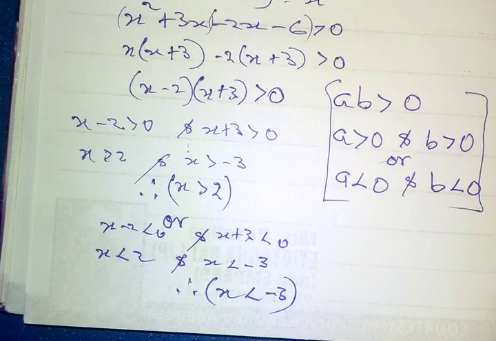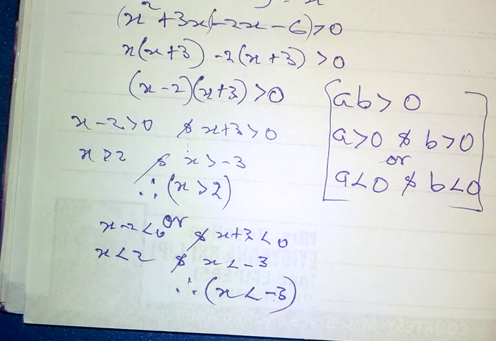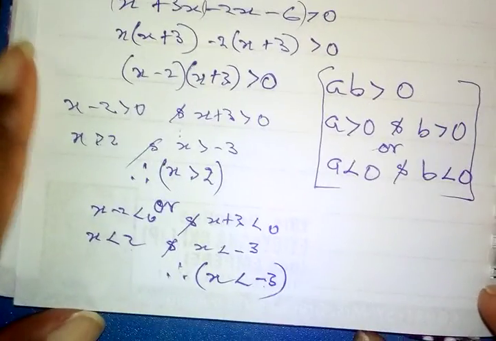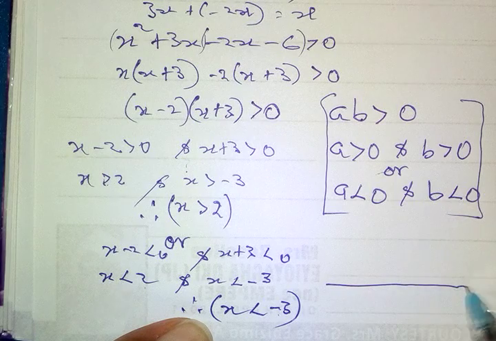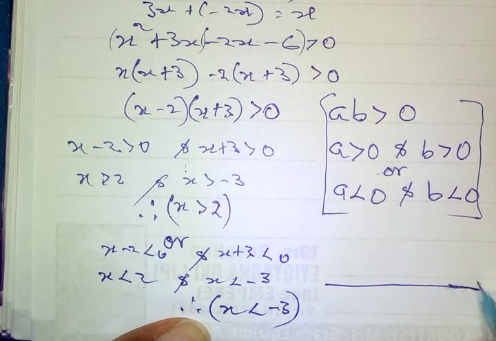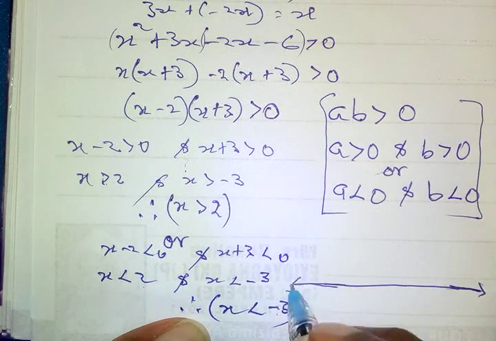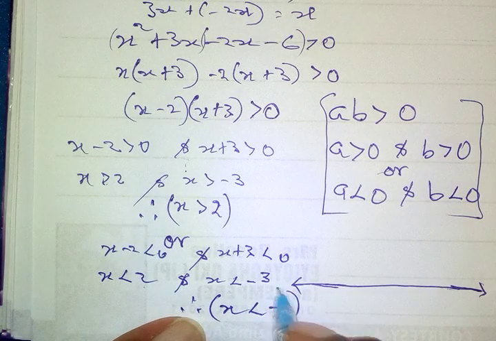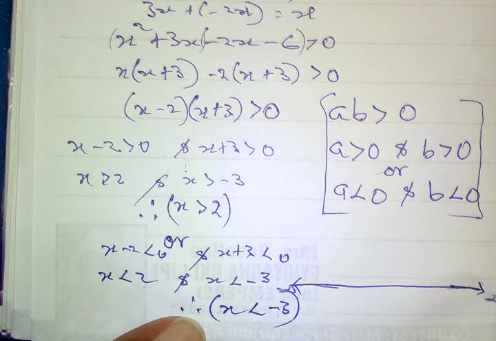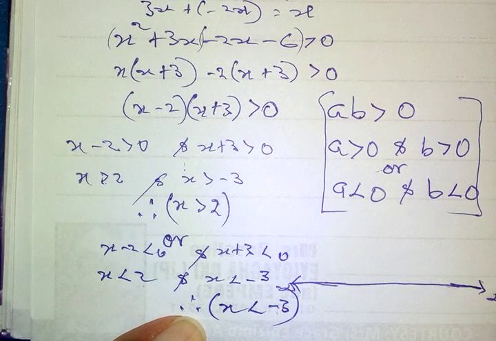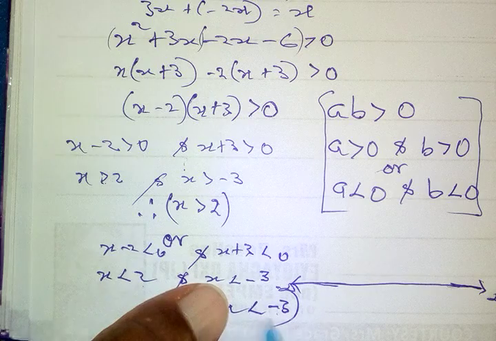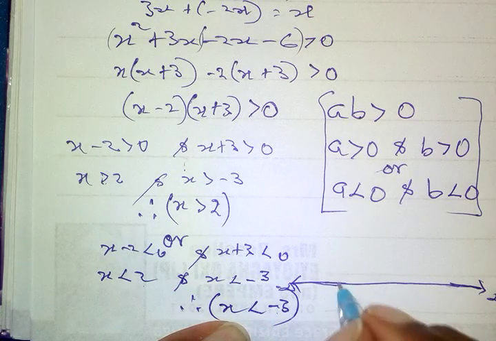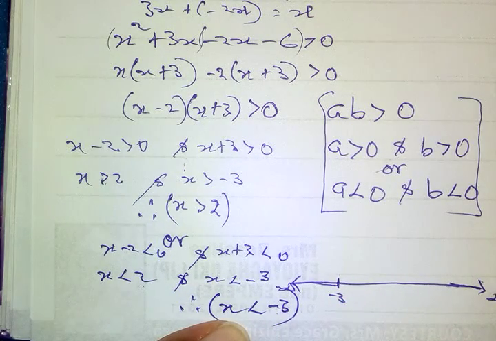Okay, so we can represent this now on a number line. How do we do this? Let's say this is our number line. Remember, we have negative infinity and we have infinity. For the first statement, I may say let this be negative 3, and let this be 2.